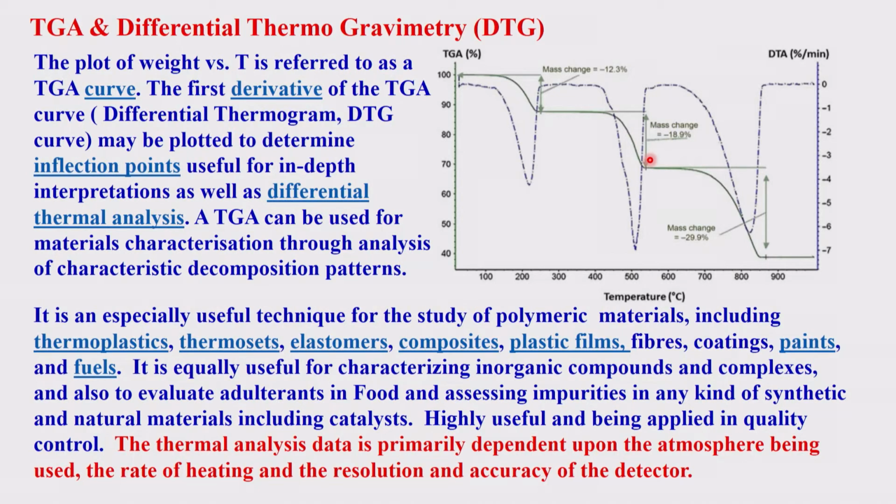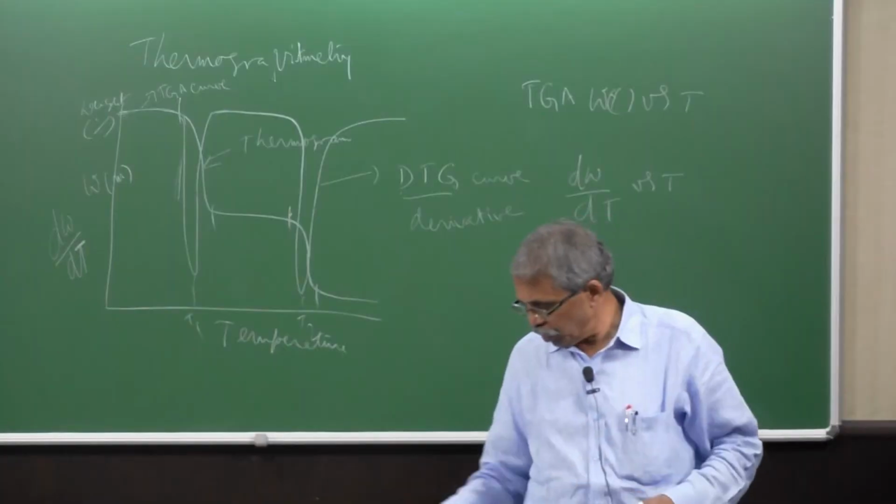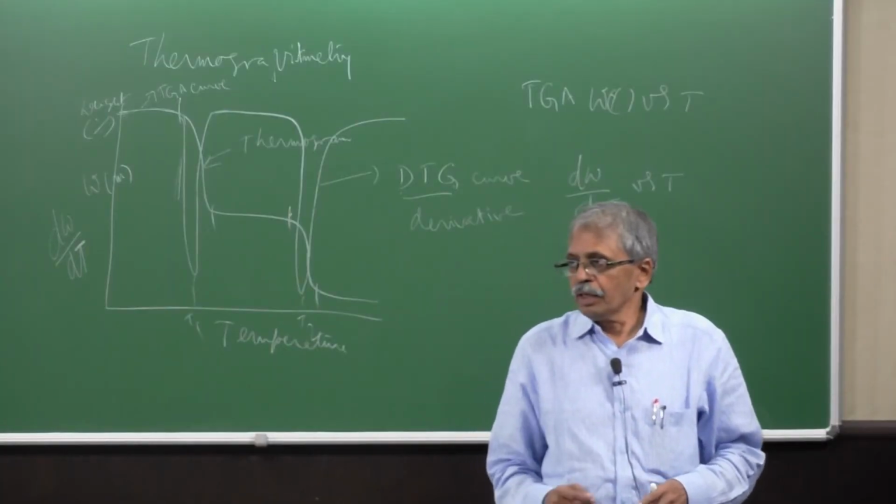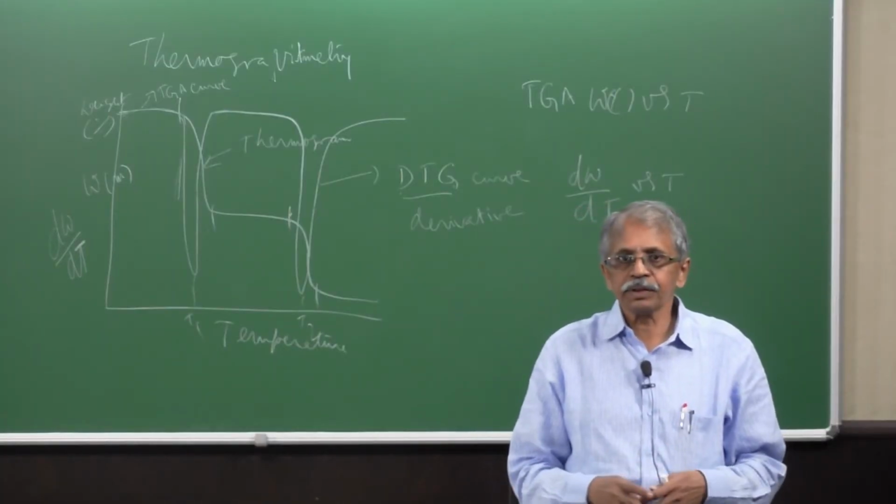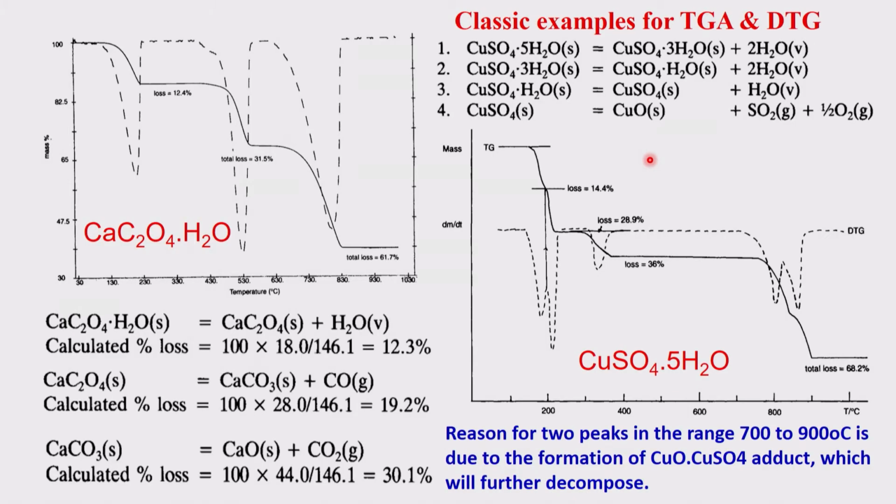I hope now you understand the basic principle, the instrumentation aspect of it, the process and the thermogram, all of those. Okay, now we are coming into the examples. These are the applications as well as examples, whatever you take. Here is one which is nothing but calcium oxalate monohydrate, CaC2O4·H2O. It is synthesized in the lab and it is a crystalline product.